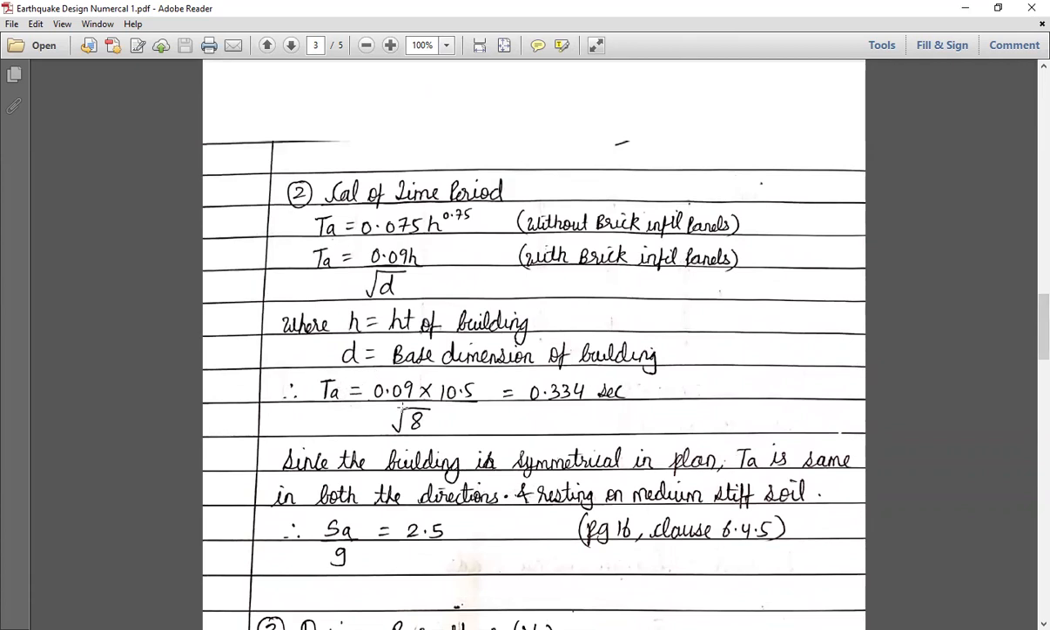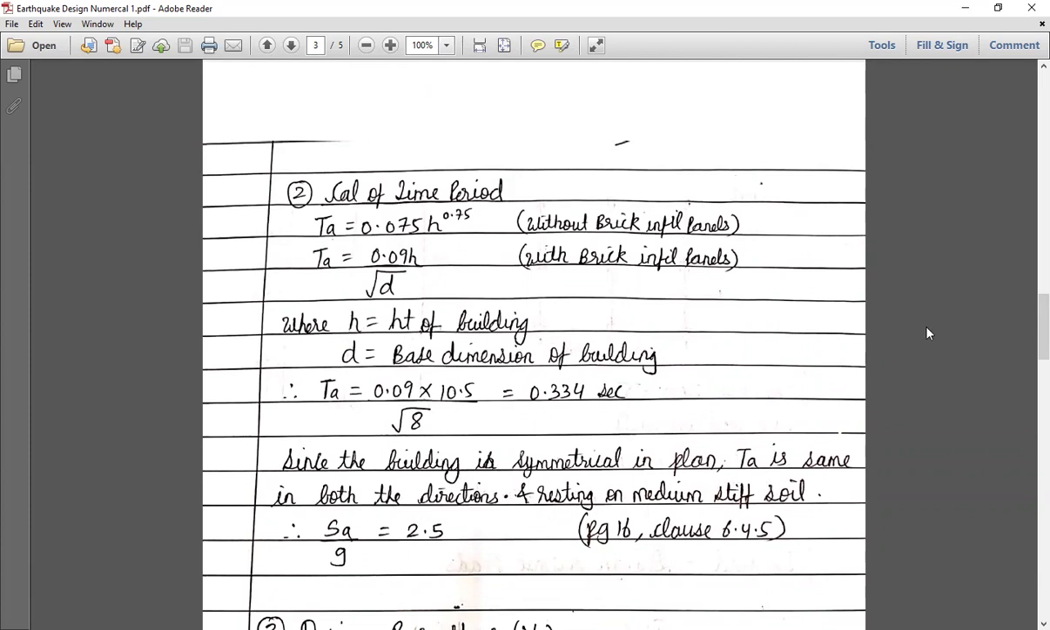So here TA is given by 0.09 into h. What is h? It is 10.5, and the base dimension is 8 meters. So this is coming out to be 0.334 seconds. Now, since the building is symmetrical in plan, TA is same in both the directions.